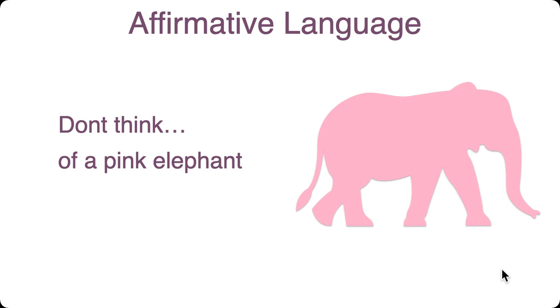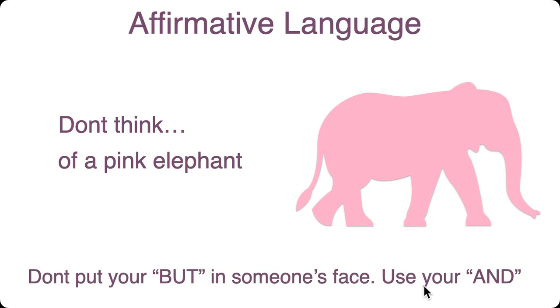You don't need to discount what somebody else said in order to give your version of things. So one of the rules of thumb in affirmative language is don't deny what somebody else just said. Don't negate it. Just add to it. So use your "and". Just say, I heard what you said, and I'm thinking, and then you can give your perspective. So you don't have to negate somebody else's perspective with yours. Just add it to the mix.